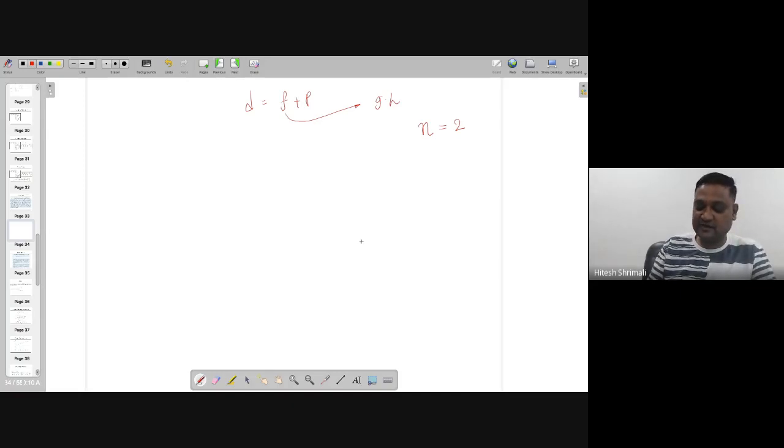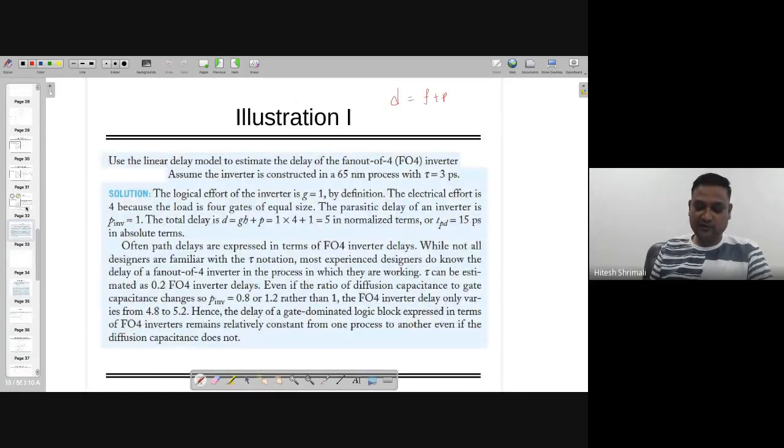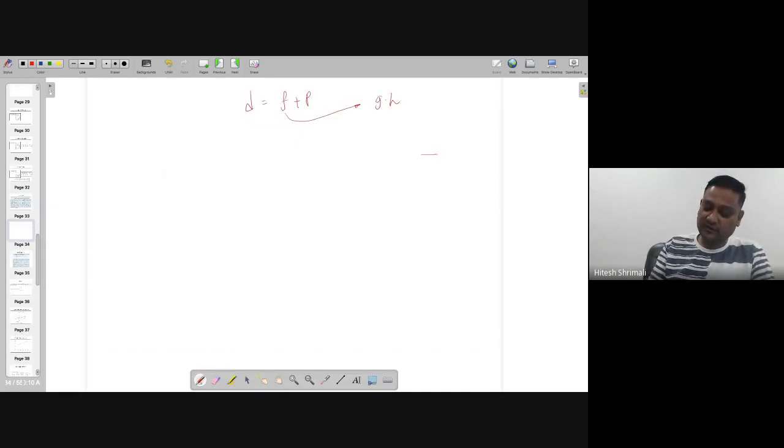But if it is a tri-state buffer or MUX, it's equal to 2 times N. That is not in our example, so let's forget about it for now, and it's only about the inverter. Assume the inverter is constructed in 65 nanometer process with tau equal to 3 picoseconds. You have to find out the delay. So I need to find out the delay of this one using a technique.